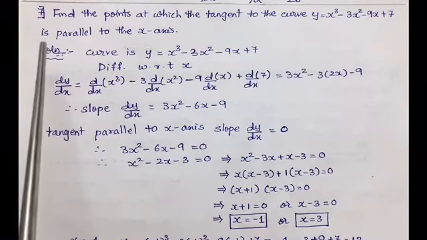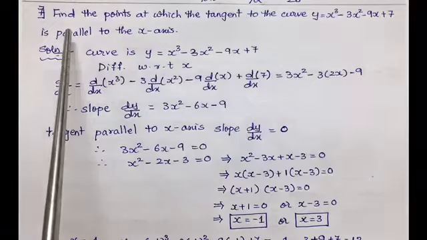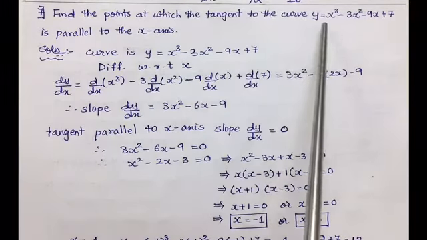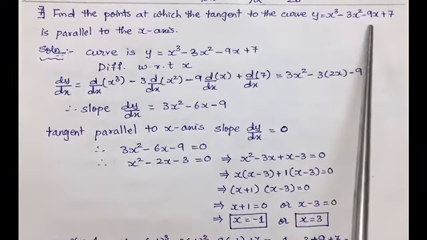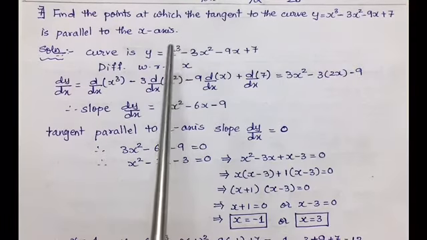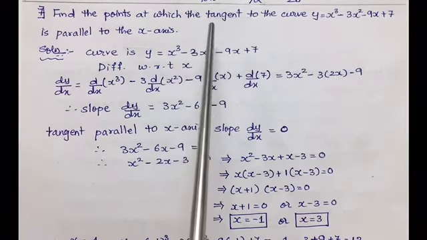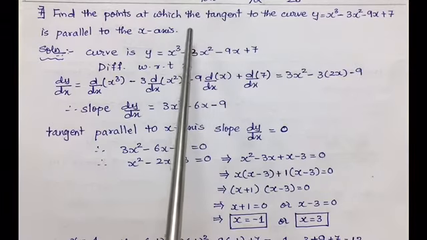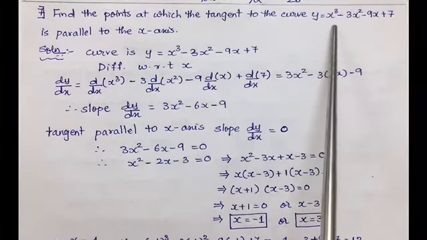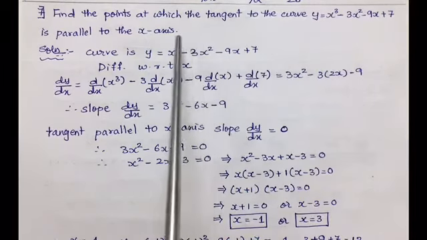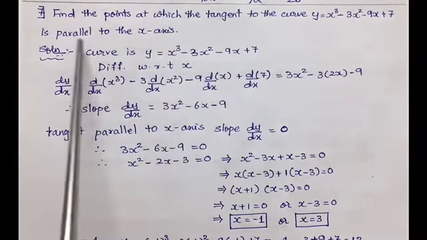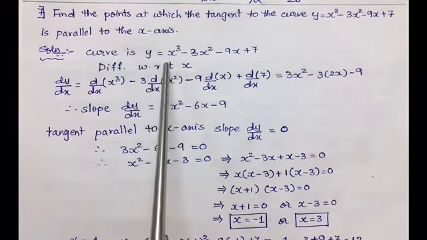Question number 7. It is given here as find the points at which the tangent to the curve y equal to x cube minus 3x square minus 9x plus 7 is parallel to the x-axis. Now we need to calculate here the points. If it is asked find the points, means we need to calculate the value of x and y. Now the tangent is parallel to x-axis. If the tangent is parallel to x-axis, its slope will be equal to 0.